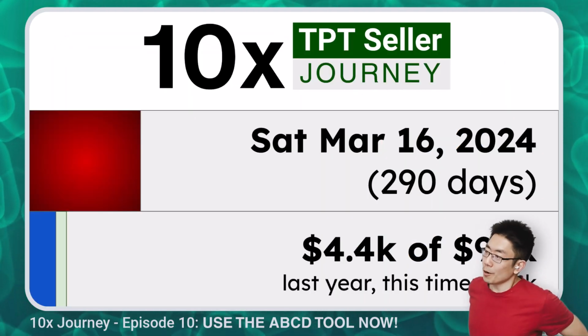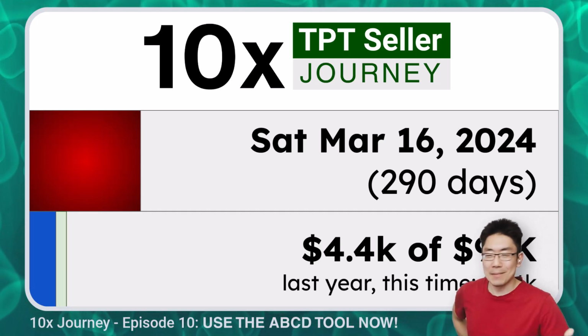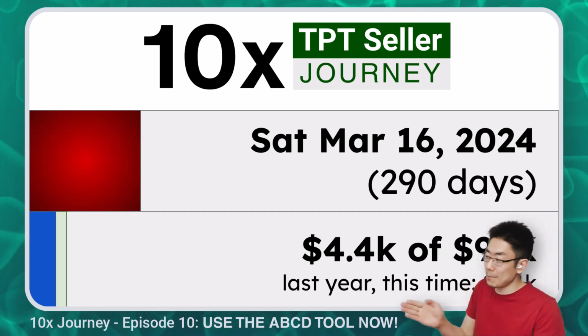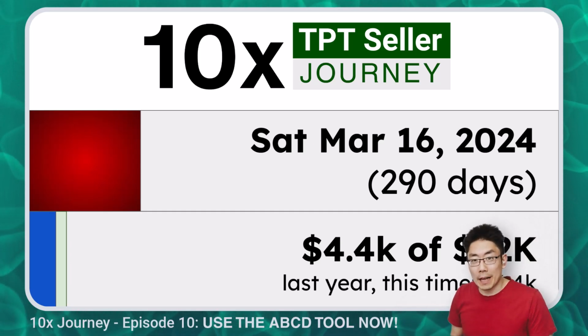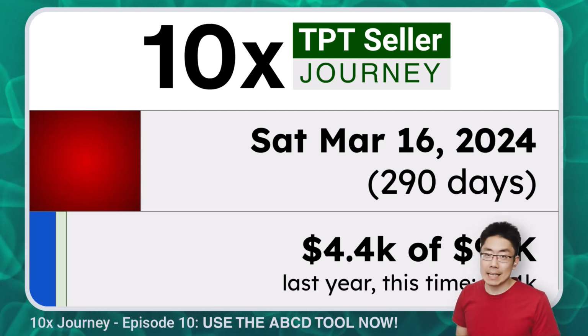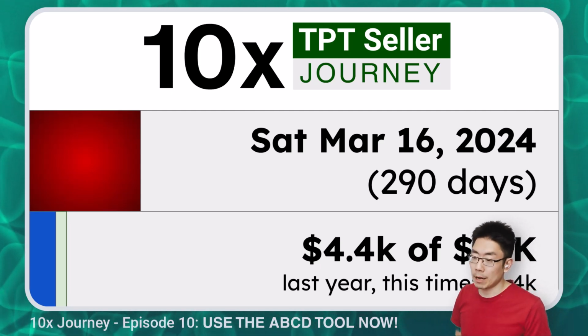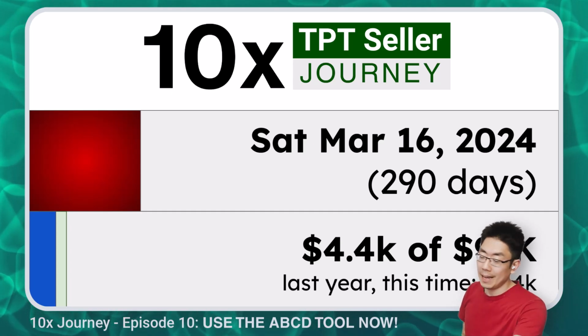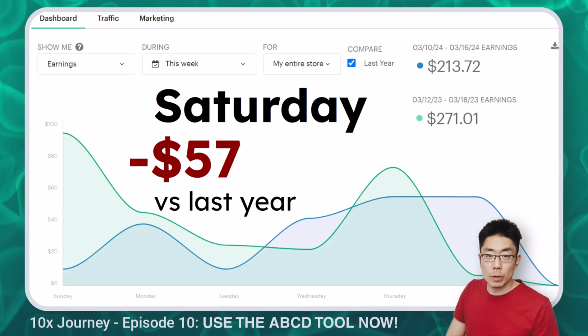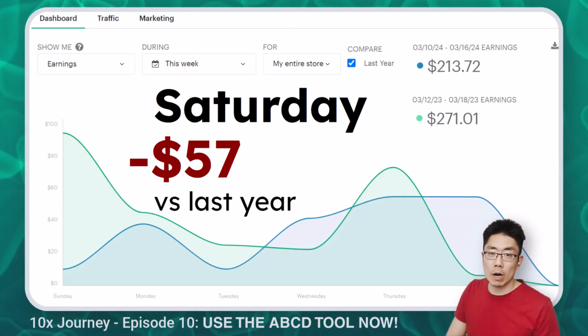Here's my scoreboard for my 10x journey. It's Saturday, March 16th. I've got 290 days left, so the red shows how much time has passed. I've made 4.4 thousand of my $92,000 goal this year. And last year, this time, I made 6.4 thousand. The blue shows where I am, and I can see that I'm way behind where I should be based on this time. This week, I was $57 behind where I was last year.